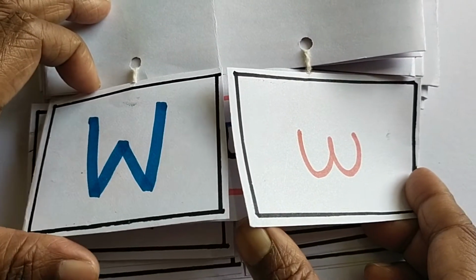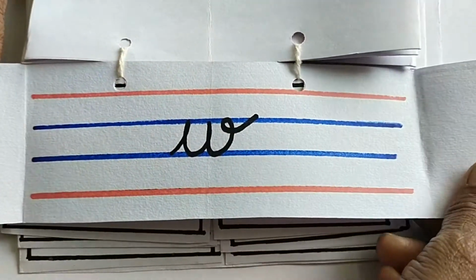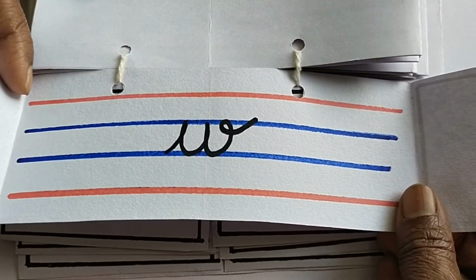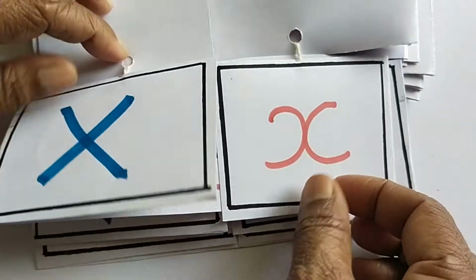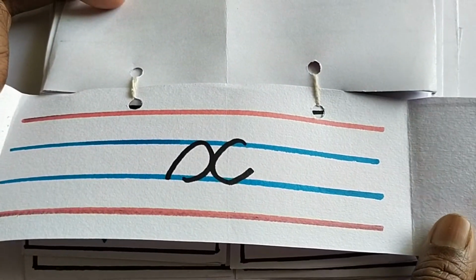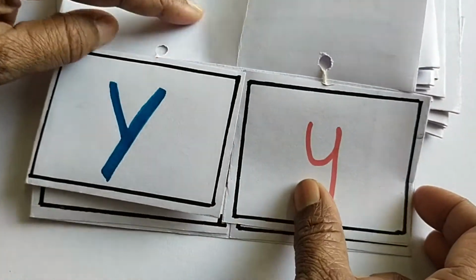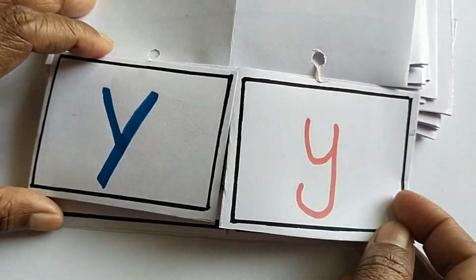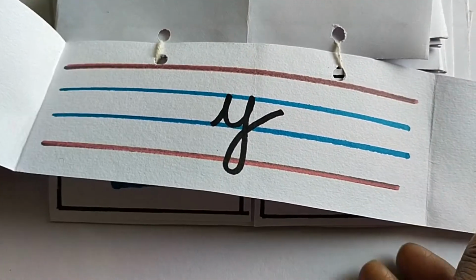W, capital W, small w, and cursive letter W. What will come next? Yes, you are right, it's X. Capital X, small x, and cursive letter X. After that, capital Y, small y, and cursive letter Y.